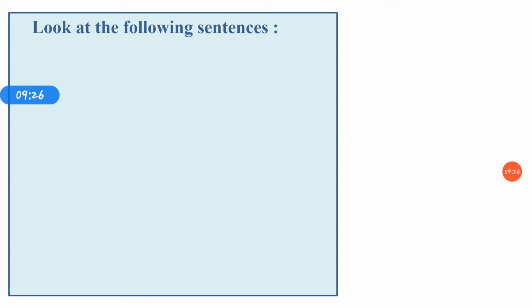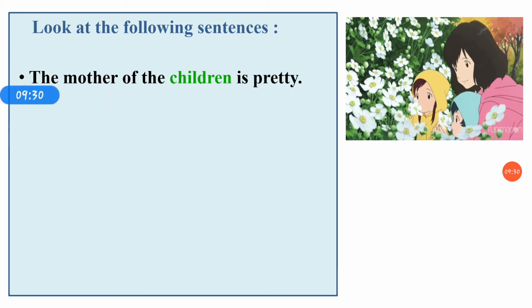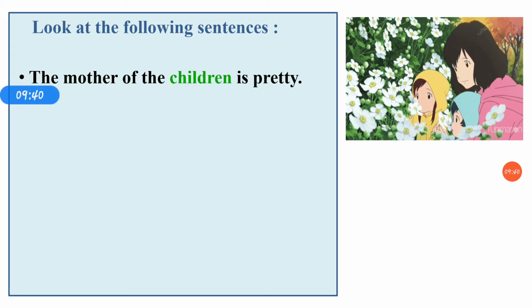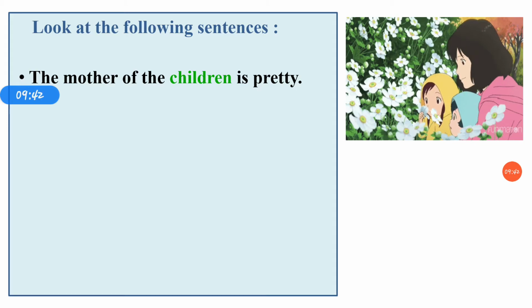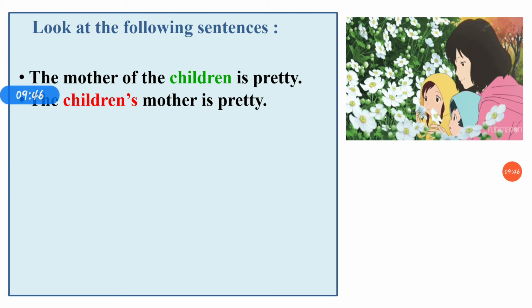Look at the following sentences. The mother of the children is pretty. Here the plural noun is children, which is not ending in s. We just add apostrophe s to the plural noun children, or we can write it as, the children's mother is pretty.